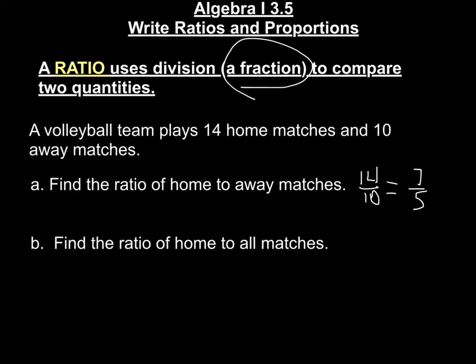Now if we want the ratio of home to all matches, again, you have 14 home matches. All the games means the home matches and the away matches, so you have to add that 14 to the 10, and you have 24, so that's 14 to 24. We want to reduce that. What goes into both 14 and 24? Well, 2 goes into both, and that is 7 over 12. So that's a ratio. It's just a fraction.